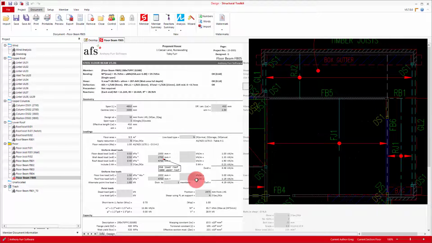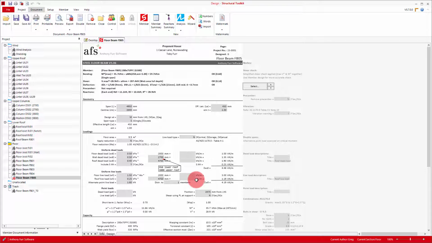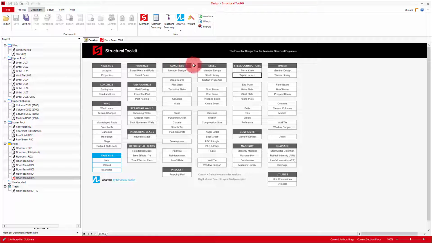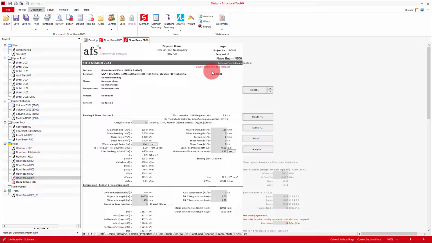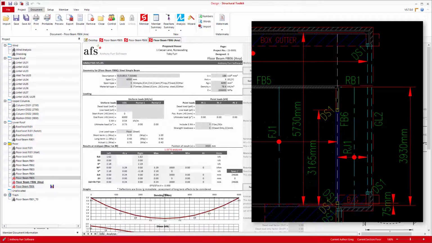Given the length and amount of load our beam will be carrying, along with already supporting a steel member, we'll be designing it in steel. So we'll start by opening a steel member design. With our member design open, we'll then open up a linked analysis. We'll start by putting in our span of 5,750. Our span type is simple and our live load type will be floor. So we can then move on to our loads.